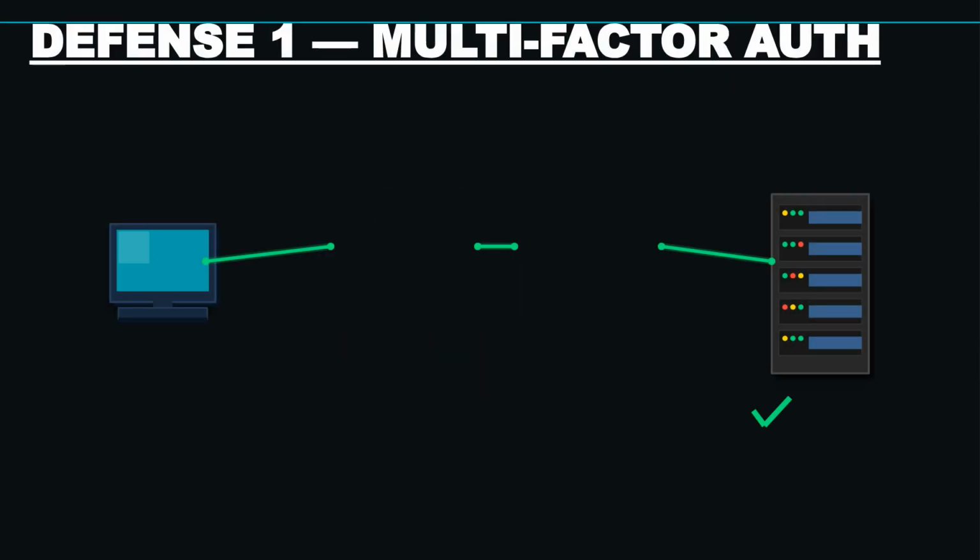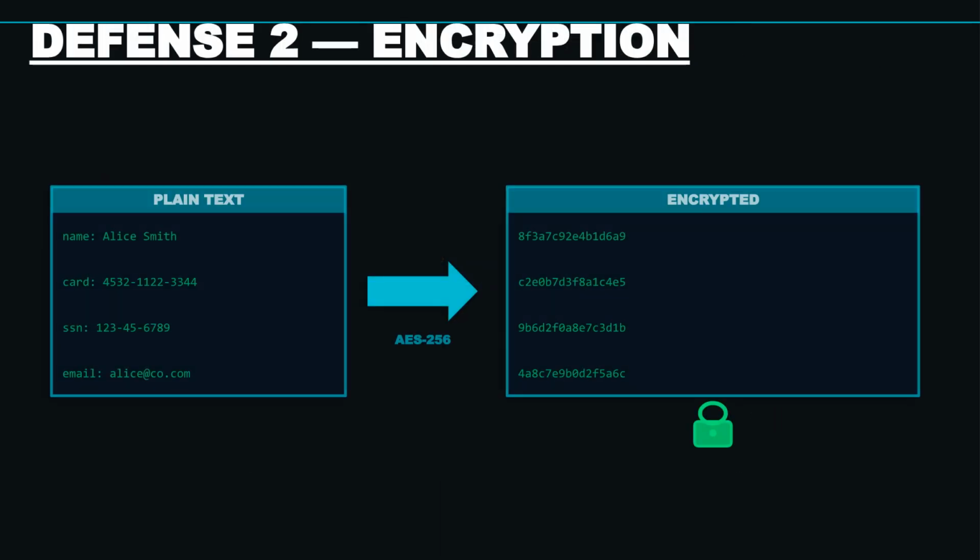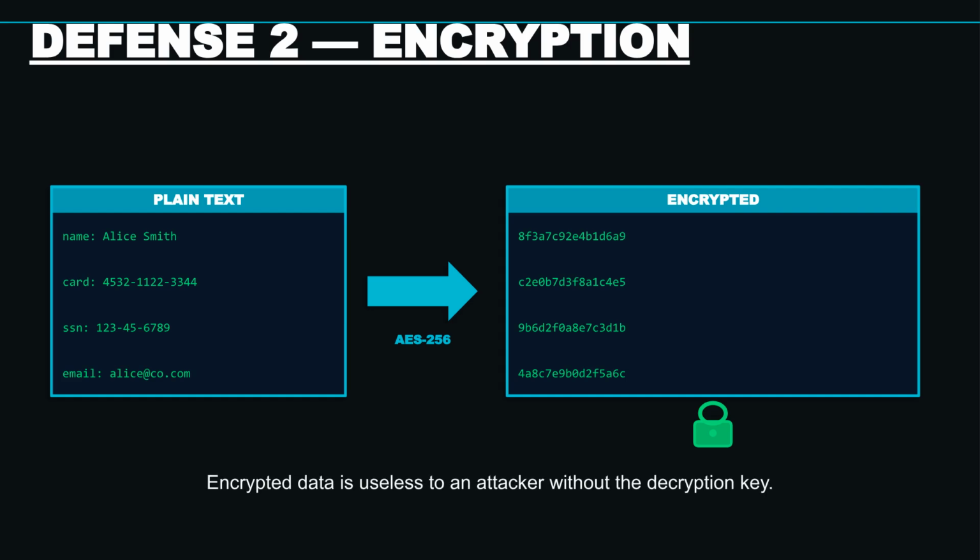Defense 1 is multi-factor authentication, or MFA. Even if an attacker steals a password, they still need the second factor, like a code from your phone, to gain access. Defense 2 is encryption. Sensitive data should be encrypted, transforming plain text into an unusable format. Without the decryption key, the data is useless to an attacker.